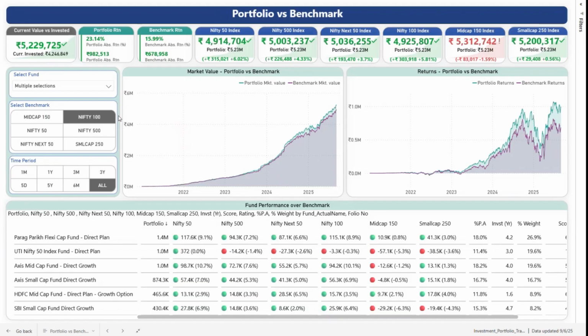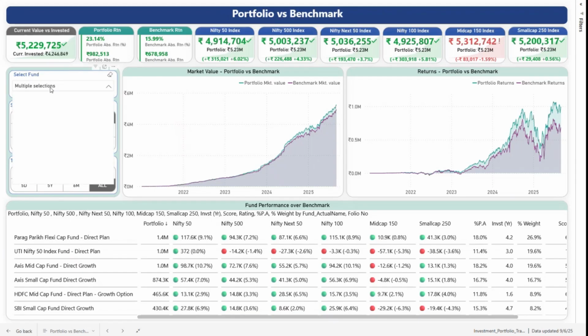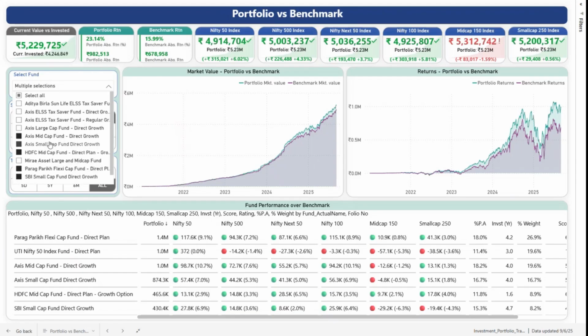Here one more thing I would like to bring up. Here we considered only the active funds, because there are funds which I have already exited, right?